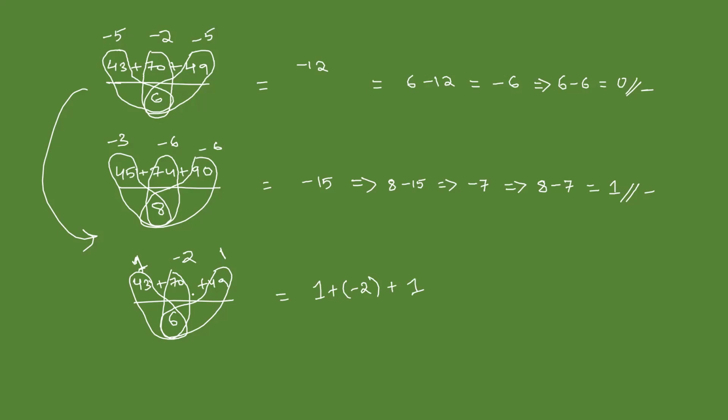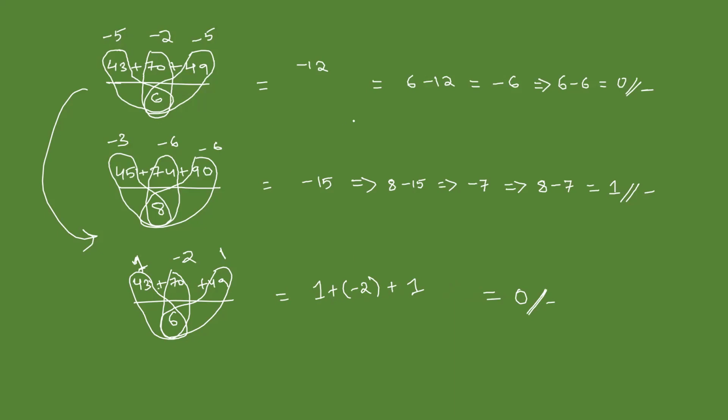Why am I taking plus here? Because the mathematical symbol between them is plus. If it is multiplication, I will take multiplication. If it is subtraction, I will take subtraction. Now 1 plus 1 is 2. 2 minus 2, what does it become? 0. Okay, is it clear? Now it is clear, I think.